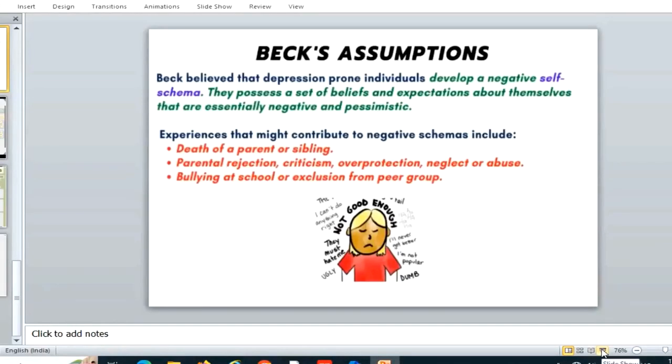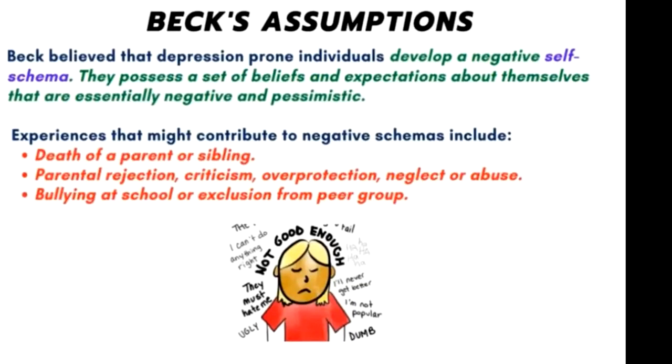In this slide, Beck explained how these negative self-schemas develop and change your thought pattern. They possess a set of beliefs and expectations about themselves that are essentially negative and pessimistic. So the person who is prone to depression will develop a negative schema about every encounter in their life. Encounters can be many things like the death of a parent or sibling, school bullying, neglect, abuse, love breakup. It can be many things.